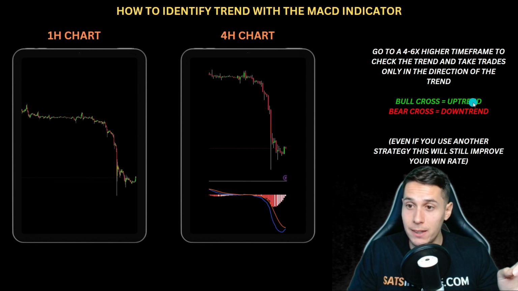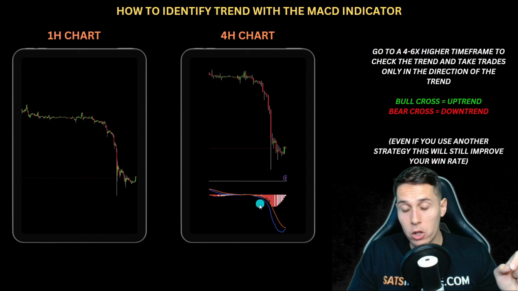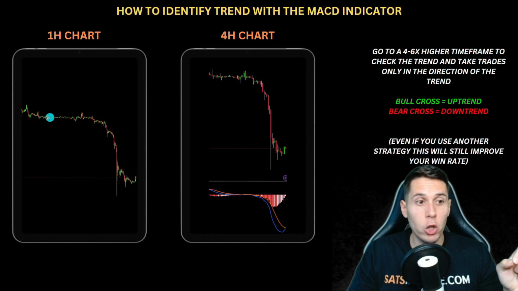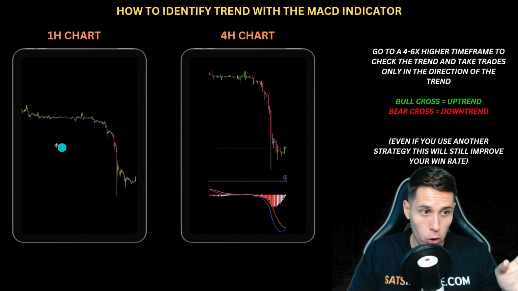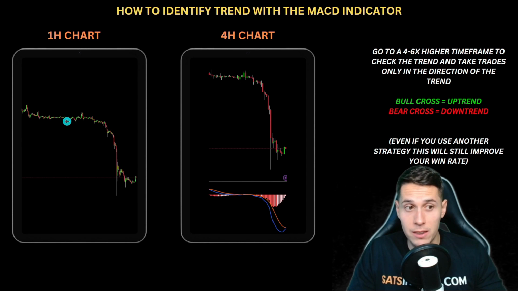Bull cross means an uptrend, bear cross means a downtrend. So in this case, the MACD on the higher time frame was in a bear cross, meaning that it was in a downtrend during this whole time. So if you are trading on the 1 hour chart, during this you are not going to take any longs, right? Because if you ignore the dump right here for a moment, and if you just focus on this part right here, many people will look at this and they will try to long this, and they will get wrecked, regardless of what strategy they are using.